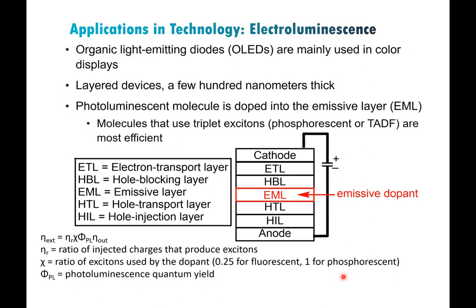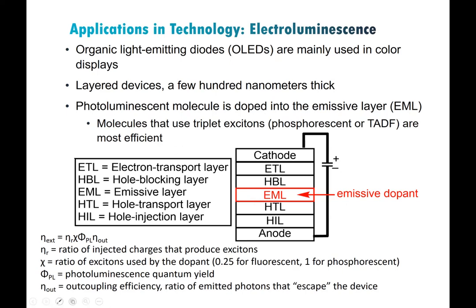Phi PL is the photoluminescence quantum yield, so that factors directly into device efficiency. So when you're designing an OLED, your dopant should have as high of a quantum yield as possible. And then finally, eta out is an outcoupling efficiency, which is essentially the ratio of emitted photons that escape the device. So when you generate photons in the emissive layer, the only ones that you're going to see are going to be the ones that come out the top of the device.